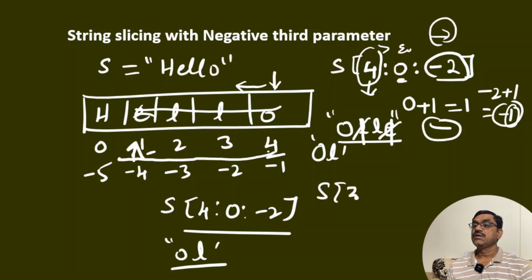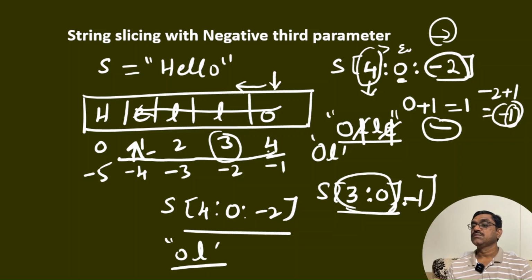If I write S of 3 to 0, we are starting from this 3, L, L, E, H. But H is not there. We are going for E only. But here, when you mention 3 to 0, it will not give direct answer. You have to mention negative value here. If you write -1, in this case, +1 you add, we are going to get 0. This is how the negative parameter is going to work. With this, I'm going to close the session.